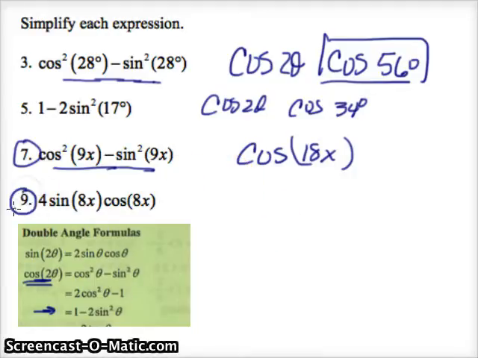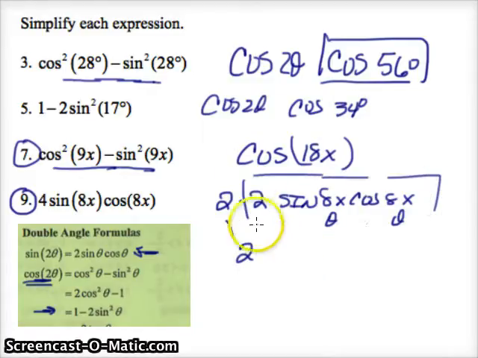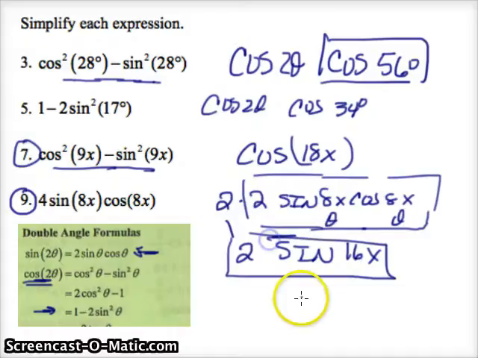For number 9, I have something that looks a little familiar with the double angle identity for sine. It may help to rewrite this as 2 times 2 sine of 8x cosine of 8x. Okay, now remember, this is theta. This 2 I'm just going to copy down, and then 2 times this is just sine of double the angle. 8x doubled is 16x. So that would be my answer right here. Okay, so that's how to work those problems.